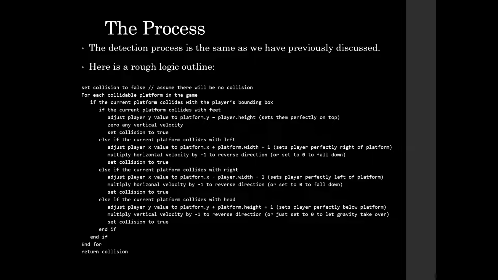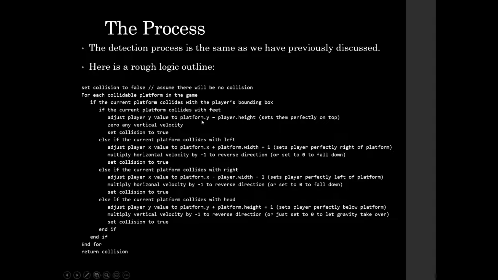If you want it to bounce off, then you just multiply the horizontal velocity by -1, and then it'll kind of bounce backwards. The right side is the exact same thing, only you're going to align it with the left side of the platform. And then finally, the head. So the head is, again, the same idea. We test to see whether the head collides with the platform. If it does, we're going to shift the player down so the head is lined up perfectly with the bottom of the platform. We're going to set the vertical velocity to 0 and let gravity take over. Or we could make the player bounce off of it as well, again, by multiplying the velocity by -1.